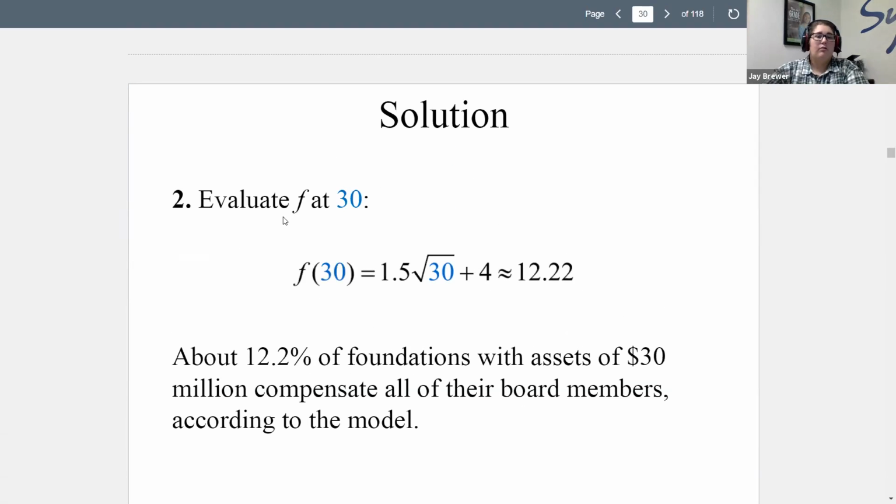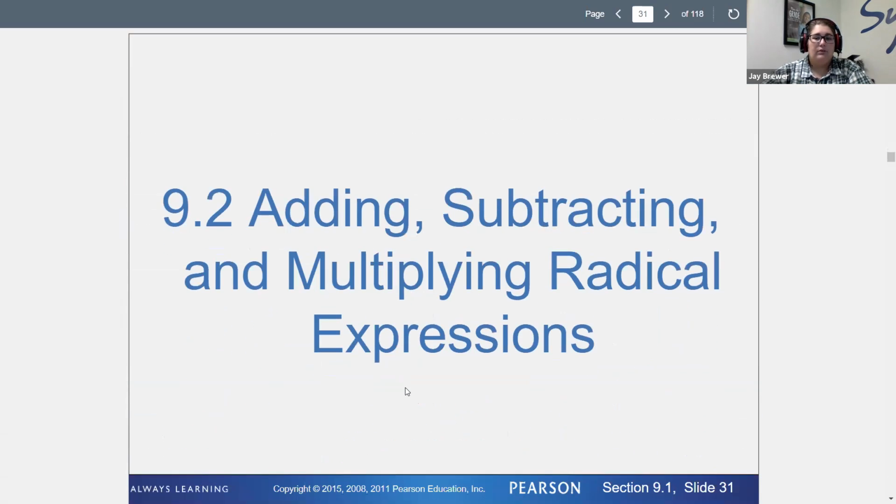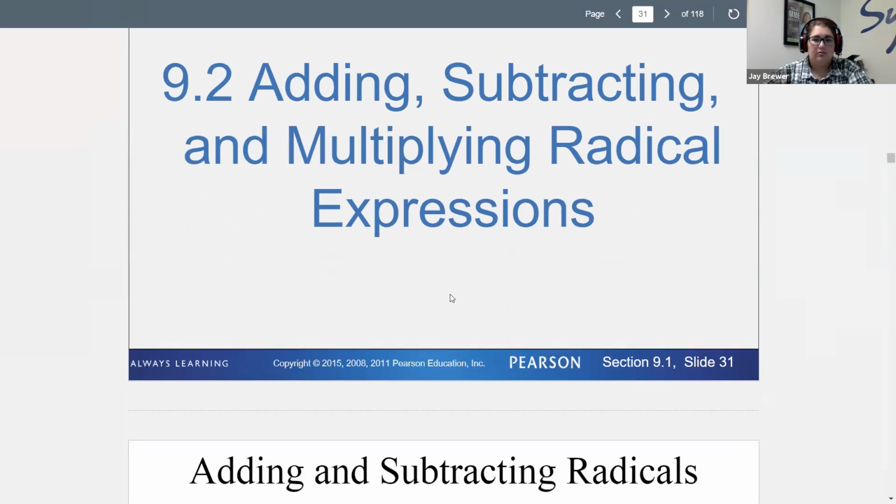Now, if we're going to evaluate f at 30, that just means we put 30 in for a. And then when you evaluate that, you get out about 12.2% of foundations with the assets of 30 million compensate the board members. Okay. All right. So that was section 1. We have like, what, half an hour left, something like that. So let's keep rolling.